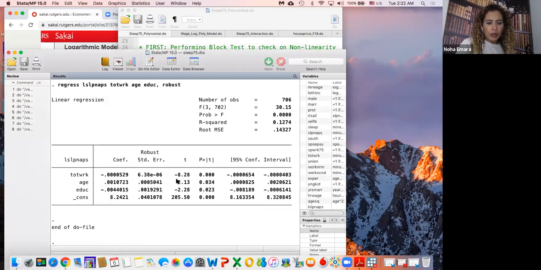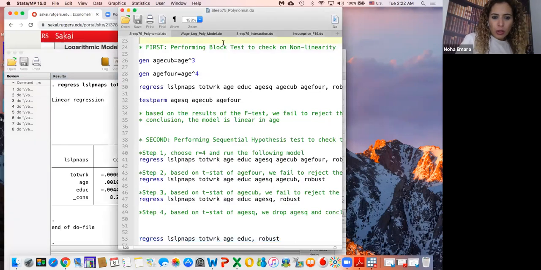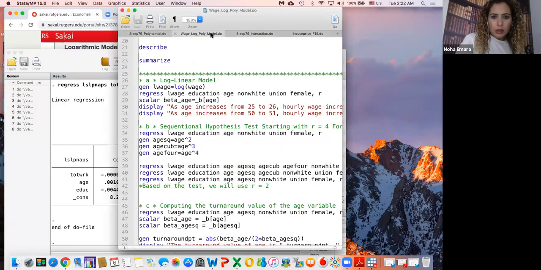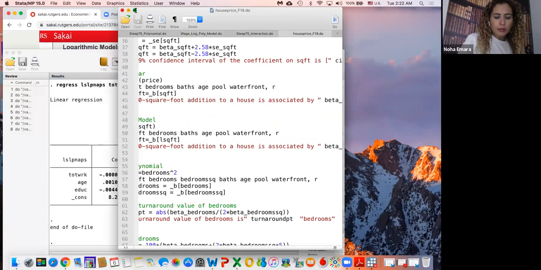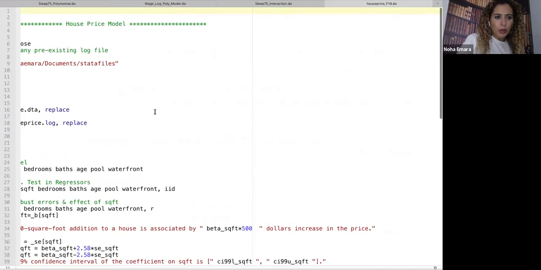So age is statistically significant, and based on the specification of this test, the model is linear in age. Okay. Now, suppose that I want to do more, let me do house price. Okay, what is house price? This is another story.